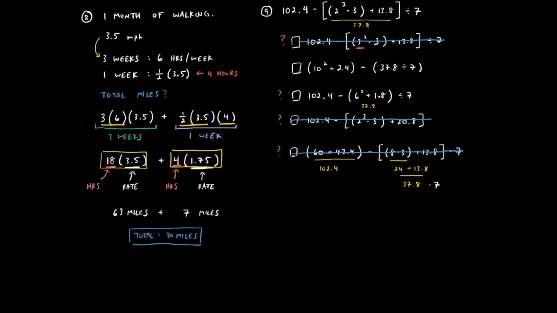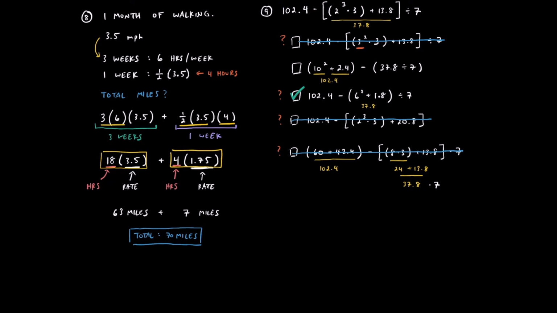If that's the case, this matches with this. We're subtracting. This whole thing is equivalent to this thing. They're both 37.8, and then they're both dividing by 7. So I think we have a winner here. This one is good. But let's check this second answer choice. If we were to solve this first parentheses, we'd have to start with the exponent. So 10 squared is going to be 100, and 100 plus 2.4 is going to be 102.4, which matches here. So I'm a fan of that.